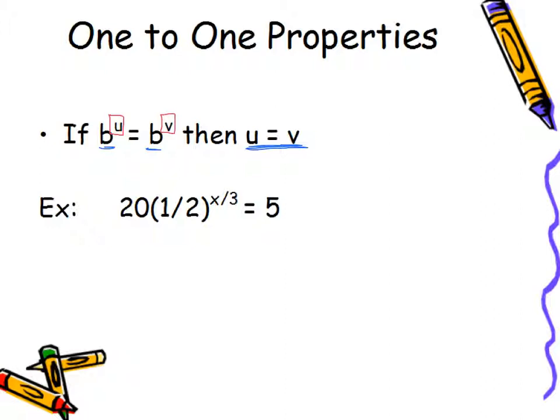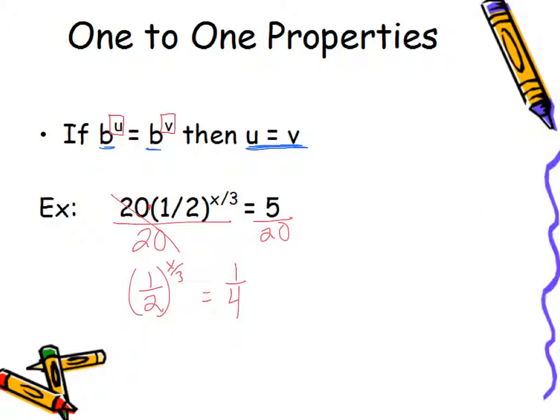Okay, so let's try this first example. I know that I have an exponential situation because my x is caught up here as an exponent. Just like anytime you solve for x, you try to start to isolate that. So our first step, to get rid of this 20 that's being multiplied, is to divide both sides by 20. Then we have (1/2)^(x/3) equals 5/20, reduced to 1/4.